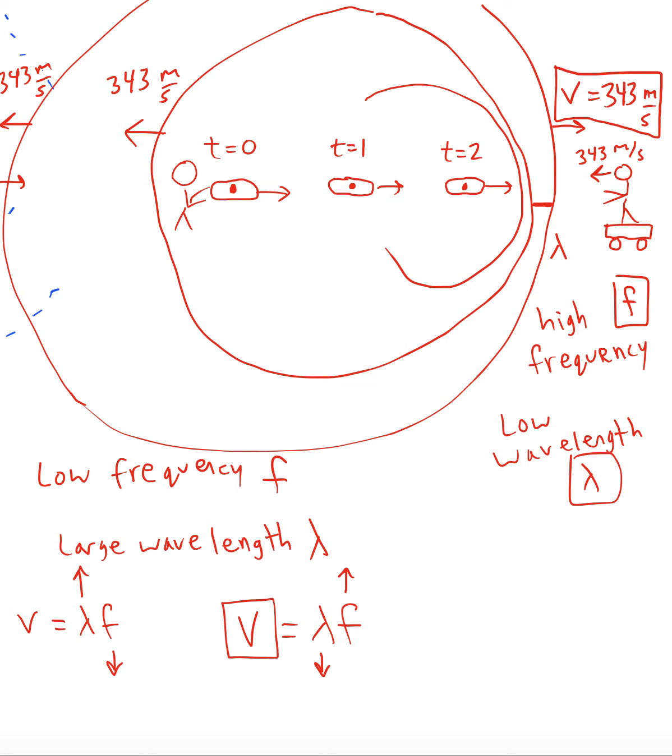Would they still hear the same frequency as they heard when they were stationary? Or would they be hitting the crests more rapidly because they're moving? And would they hear a higher frequency? According to Galilean relativity, they would perceive the sound to be coming at them faster. They would believe that it was coming at 686 meters per second now, because they're moving in an inertial reference frame.